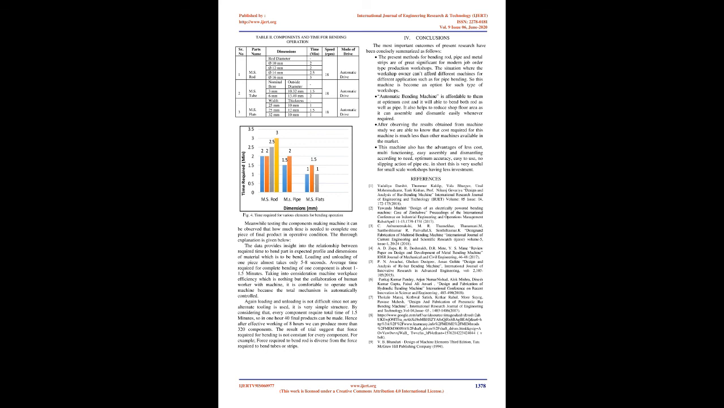The automatic bending machine is affordable to them at optimum cost and is able to bend both rod as well as pipe. It also helps to reduce shop floor area as it can be assembled and dismantled easily whenever required. After observing the results obtained from the machine study, we know that the cost required for this machine is much less than other machines available in the market.